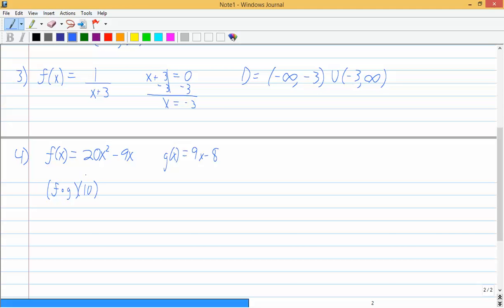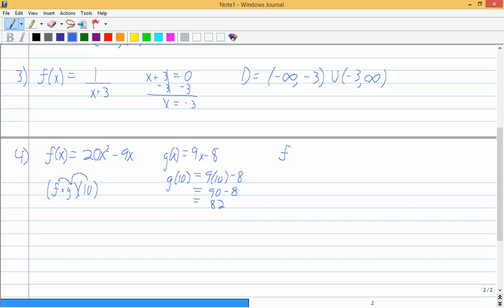What you can do is first plug the 10 into the g, and then whatever answer you get from the g, plug that into the f, and that'll be your answer. So that's what I'm going to do. I'm going to take the 10 and plug it into the g. So g of 10 is 9 times 10 minus 8. That's 90 minus 8, or 82. And so I want to take 82 and plug that into f.